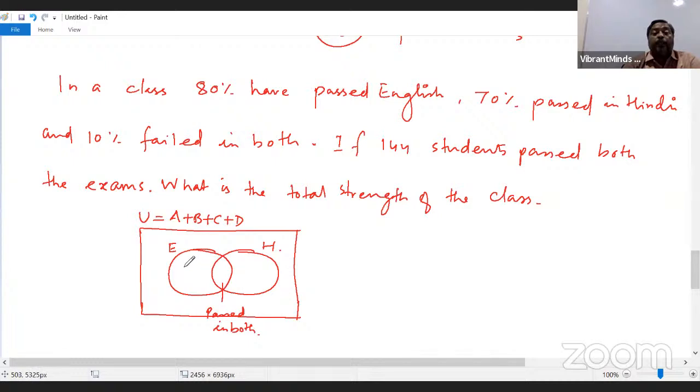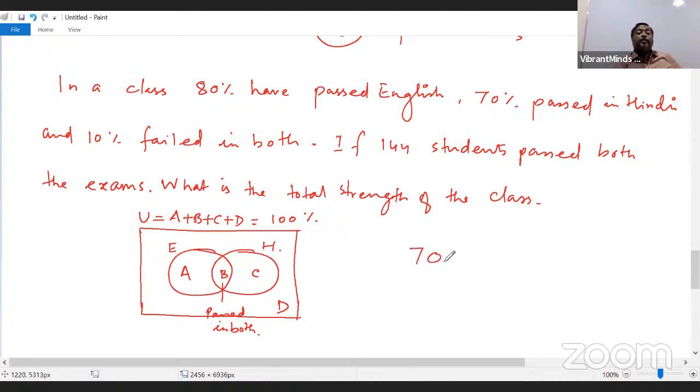So, pass in English will be A plus B. Pass in Hindi will be B plus C. Passed in both will be B. And failed in both will be D. And ideally, the universe should always be 100%. Now understand.